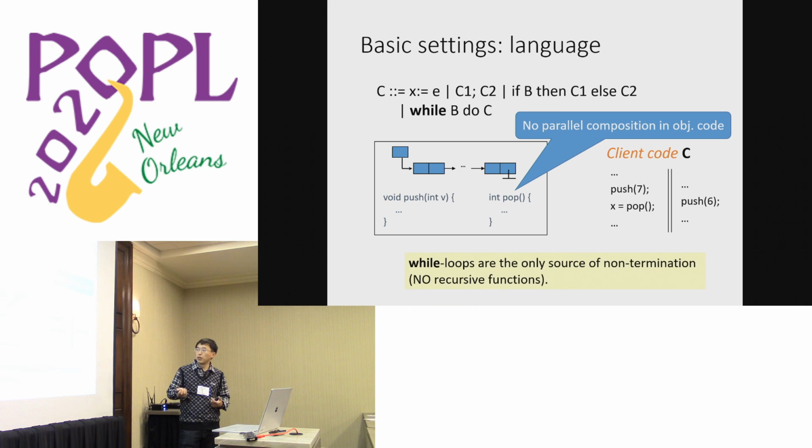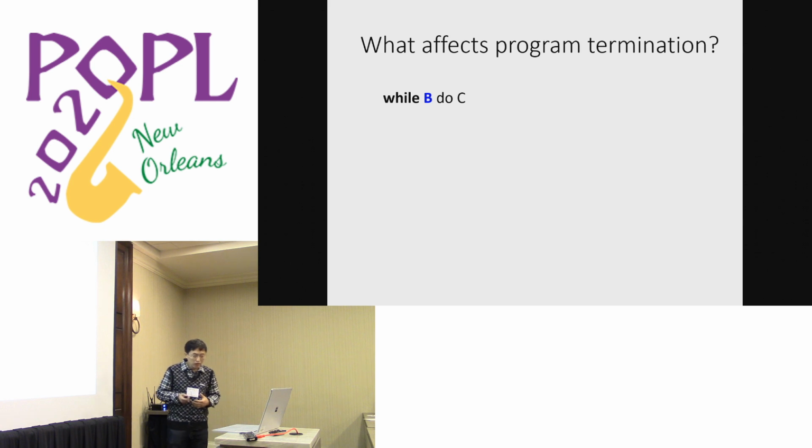Also, we want to emphasize that we don't have any function calls. So these while loops are the only source of possible non-termination. This simplifies our discussion; we don't have to worry about recursive functions. Okay, so how do we reason about termination? As I said, we only need to worry about the while loop.